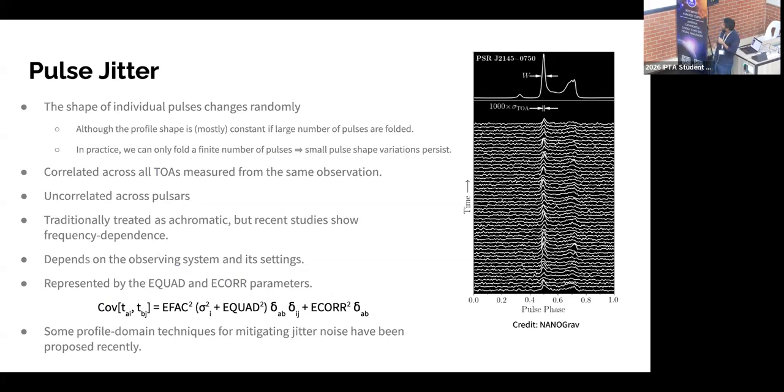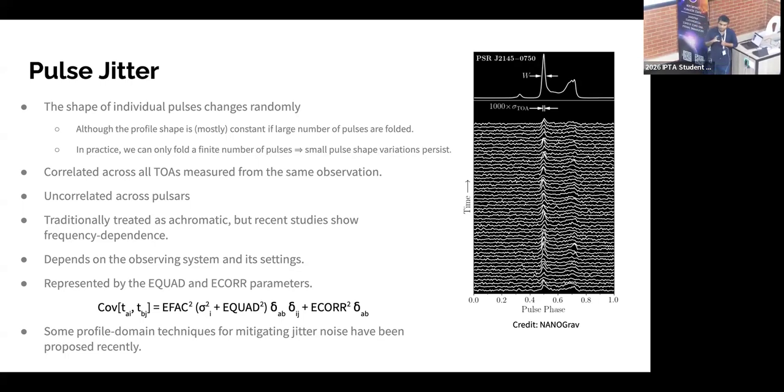The second type of noise I will talk about is pulse jitter. This actually has an astrophysical origin, unlike the radiometer noise. It originates because each pulse emitted by the pulsar has some random shape. If we take a very large number, or rather an infinite number of pulses, and average them together to form an integrated pulse profile, the integrated pulse profile will have a stable shape, but individual pulses have varying shapes.